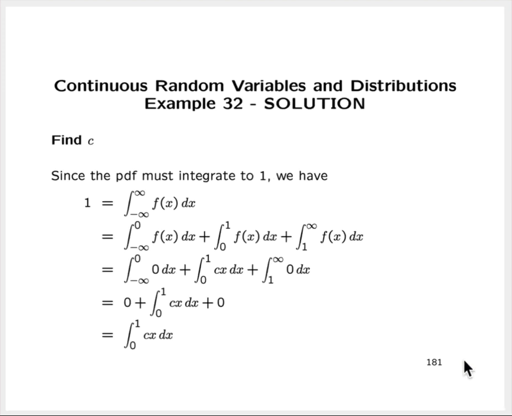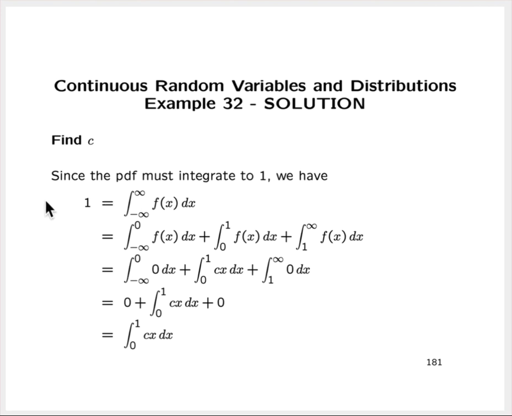Now let's first find c. We need to find c before we can do anything else. Recall that in order for f to be a PDF, when integrated over the entire real line, it must integrate to 1. And so we're going to use that constraint, that required condition, to help us find what c must be equal to.